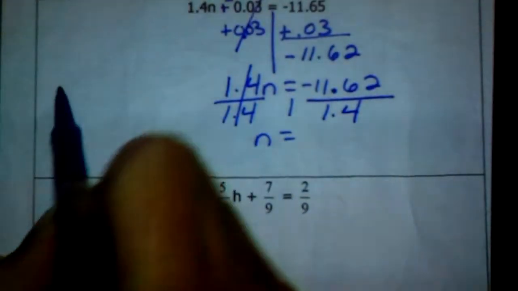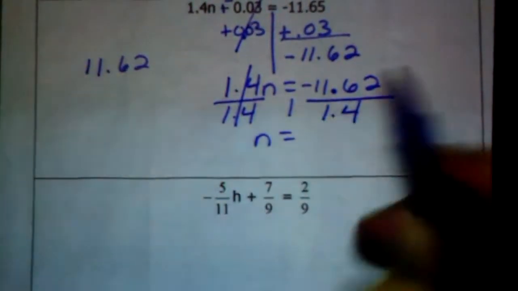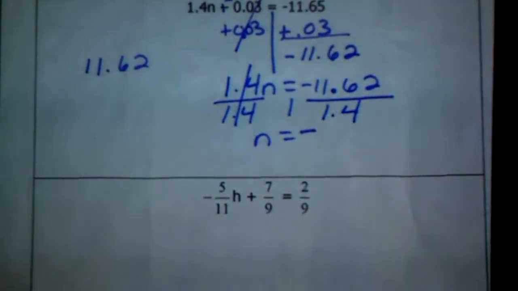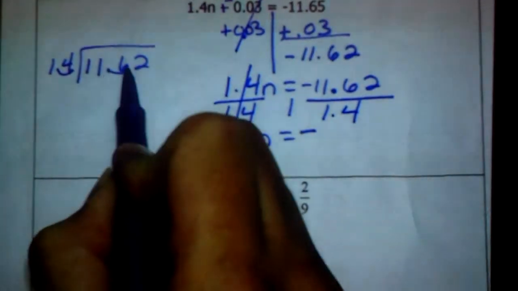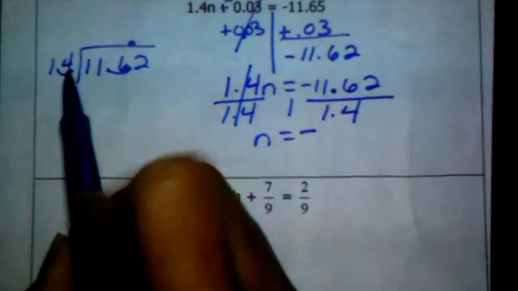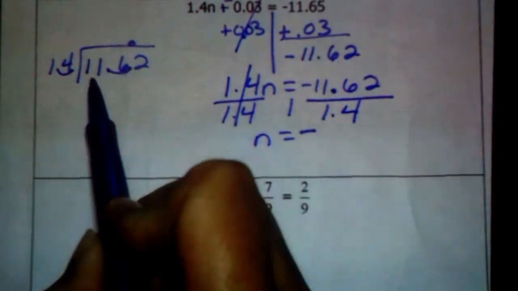Okay, so I'm going to take 11.62. Now notice that I have a negative and a positive. I know my answer is going to end up being negative, so I'm just going to ignore that portion. 11.62, I'm dividing it by 1.4. Alright, so I need to move this decimal, move it straight up. 14 doesn't go into 11, but it does go into 114.